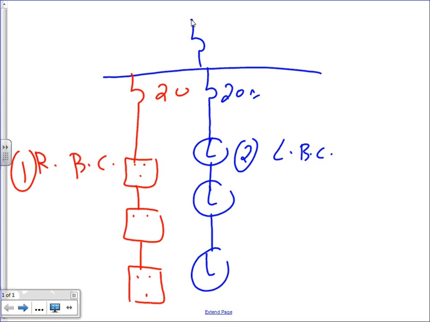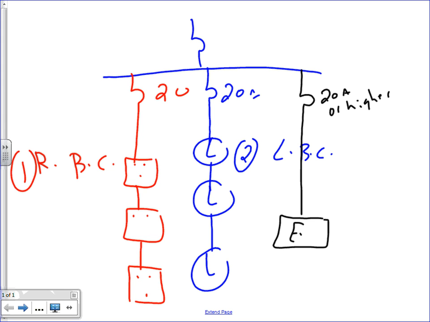And the third one, I want to have an equipment circuit, and that will typically be a 20 amp circuit for smaller equipment, or higher, and that will be my equipment branch circuit. So that's my number 3. Any comments, guys, about these branch circuits?